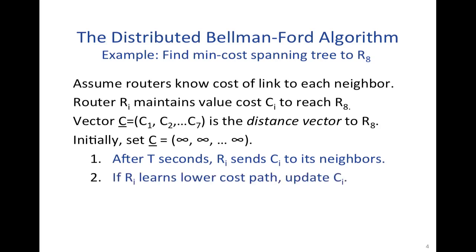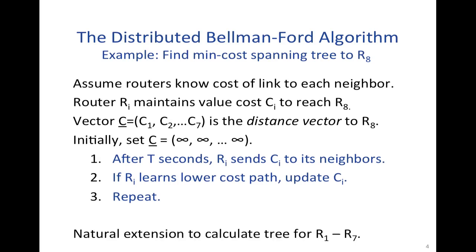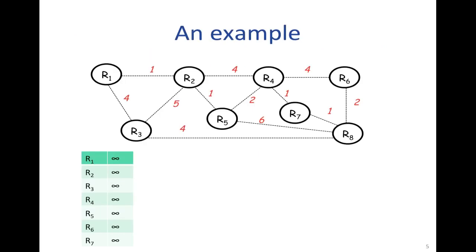If Ri at any time learns of a lower cost path, it's going to update this value C sub i. So if after t seconds it hears a lower cost path to reach R8, it's going to update its value, and then we're going to repeat, and we're just going to keep repeating forever. Okay, let's look at how this would work on the graph. And remember, there's a natural extension to calculate this for R1 through R7. We just exchange all of the values. I've just shown you the one example here.